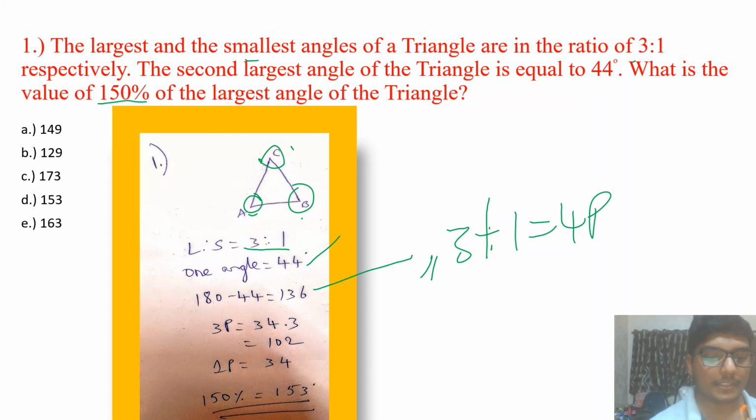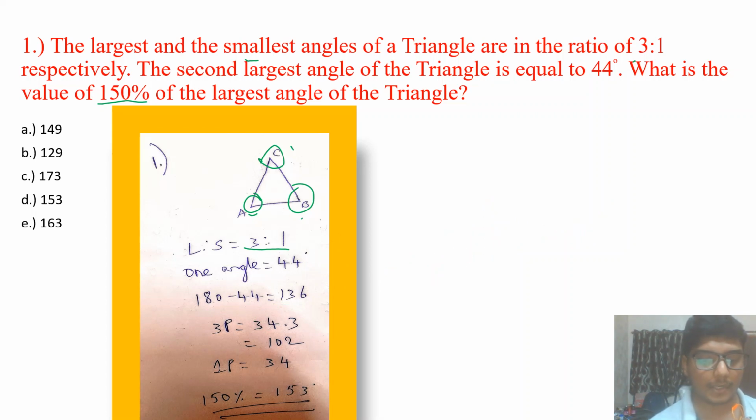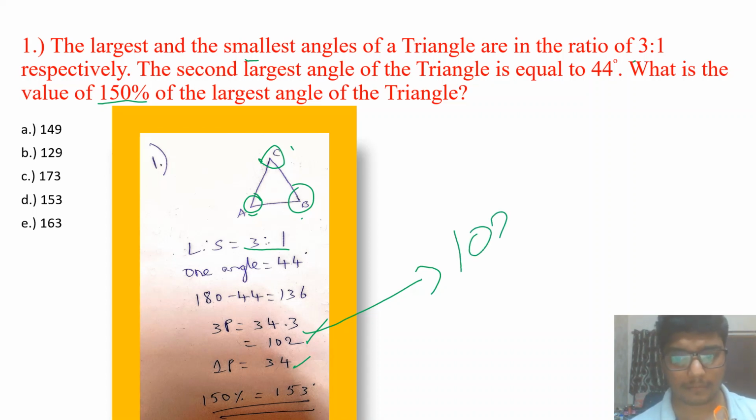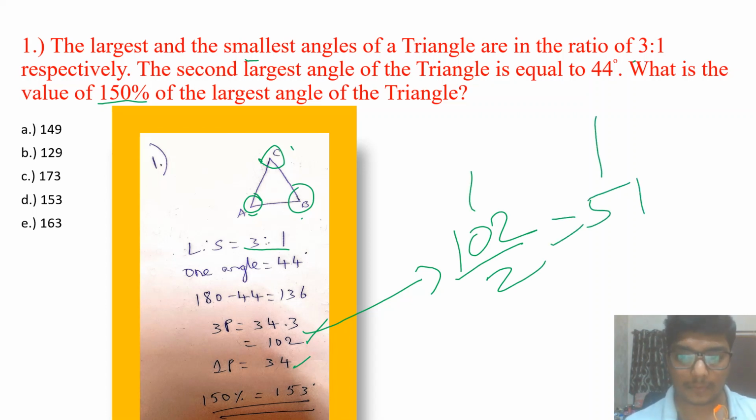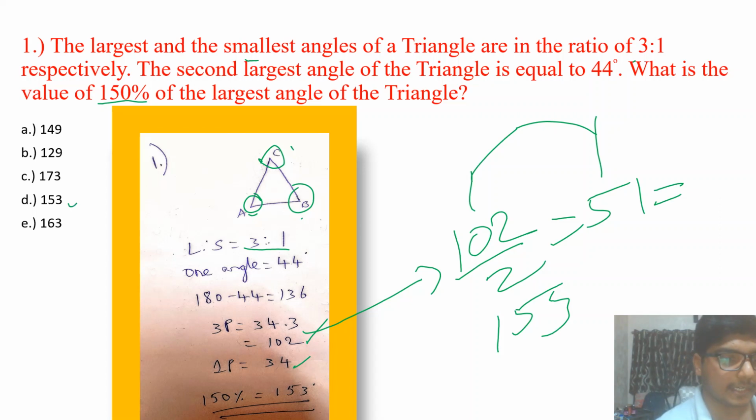Now we have to find out the 3 parts value. What is the value of 3 parts? 3 into 34 equals 102 degrees, and 1 part, the very smallest angle, is 34 degrees. We were asked to find out the 150 percent of this largest angle, which is 102. 102 is the only largest angle. So 102 by 2 is 51 degrees. That means 100% plus 50% is equal to 150%. That means 102 plus 51 is equal to 153. Option D is the right answer.